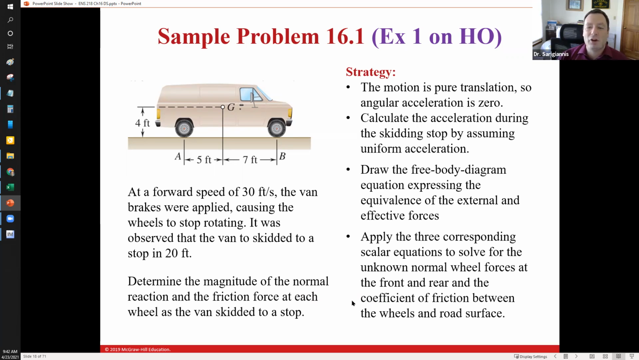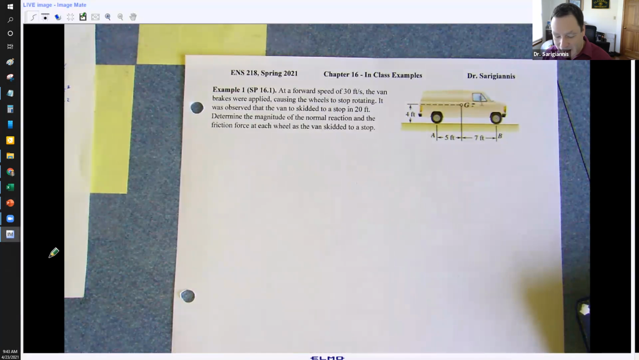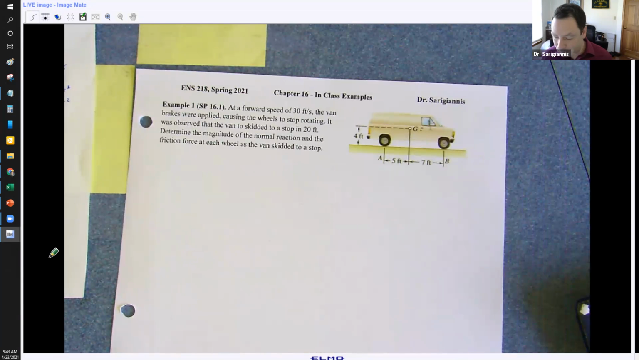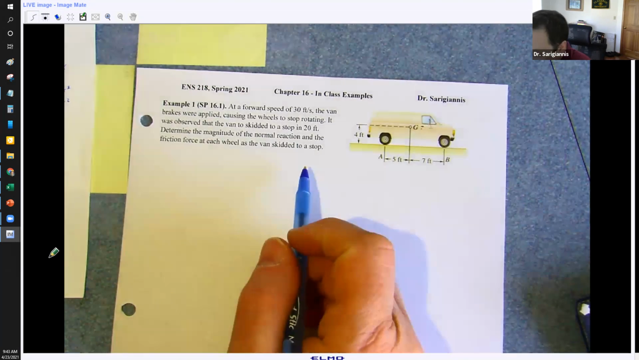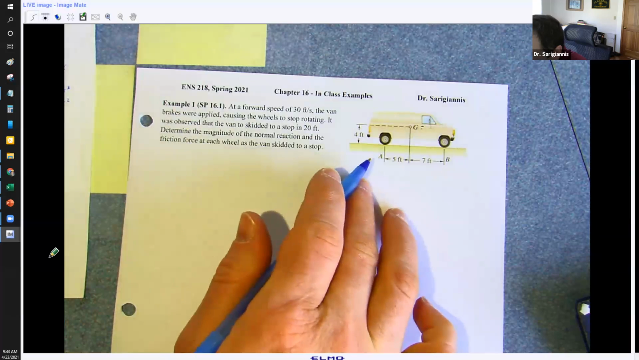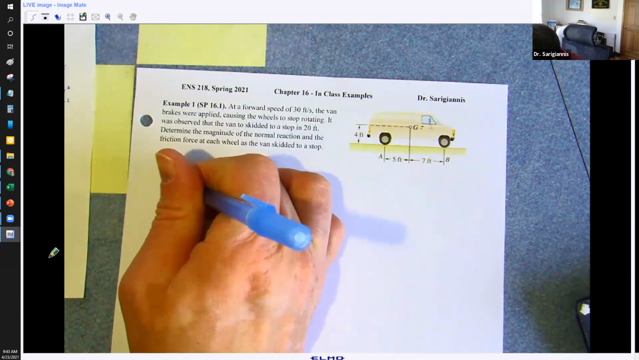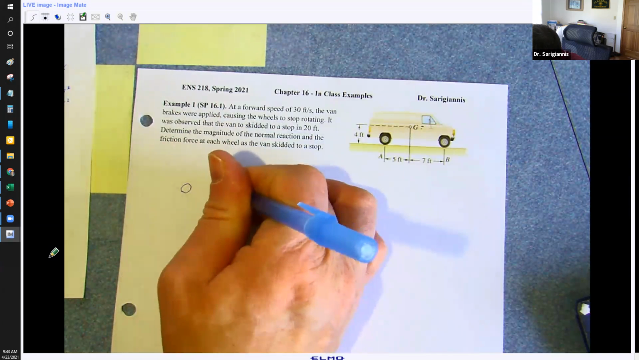Well, we're not given the coefficients of friction, but we will be able to find that. So let's look at setting up this problem. Again, we'll go as far as we can. All right, so let me draw this free body diagram first. So I'm going to have a van.